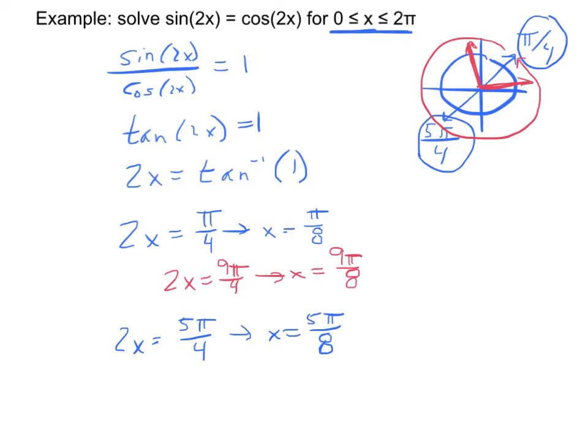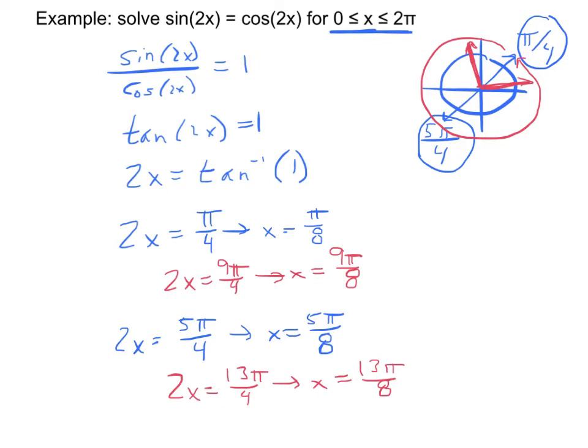Right? Similarly, 5 pi over 4, if we add 2 pi to that, so if we add 8 pi over 4, we get 13 pi over 4. We could also have 2x equals 13 pi over 4, which when we divide by 2 would lead to x equals 13 pi over 8. That's still less than 16 pi over 8, which is 2 pi.